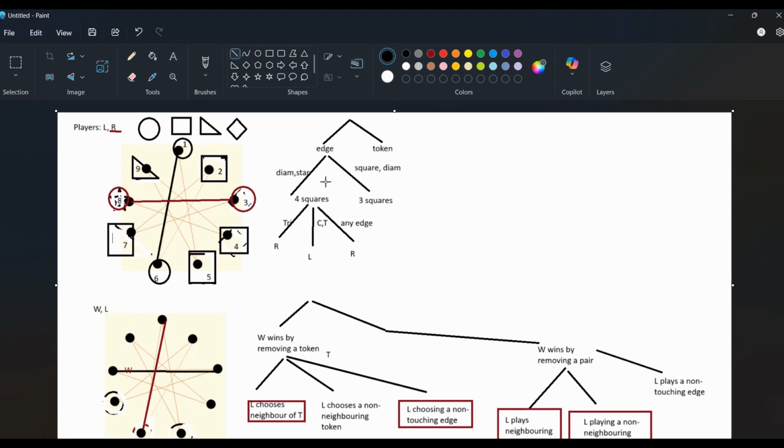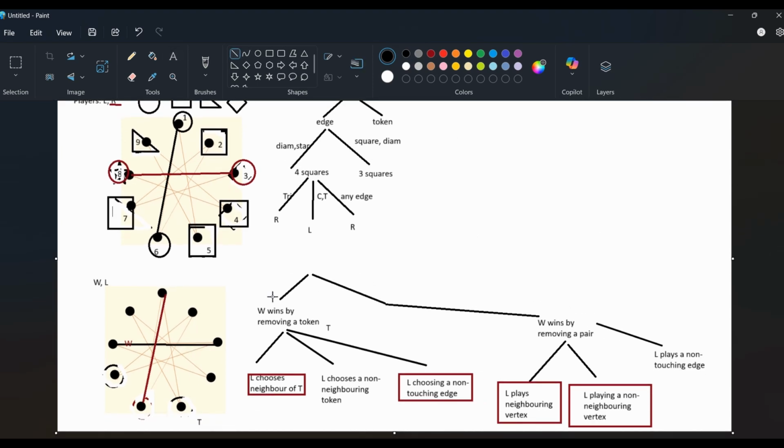This is a forward approach and this is a backward approach, where we are saying W wins by removing a token, and the only possible way is for the previous player to choose a neighboring token. And if W is winning by removing a pair, that only means that the previous player plays a non-touching edge.